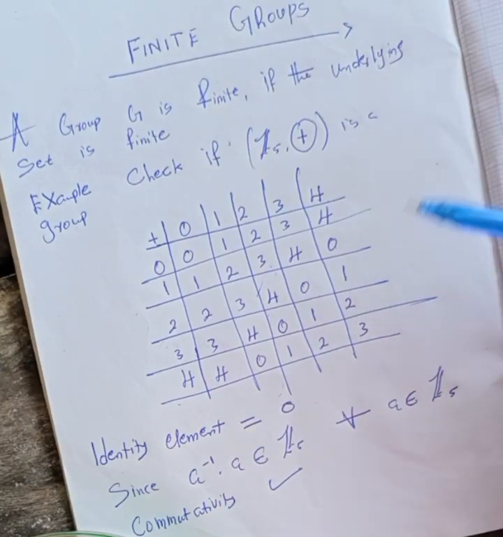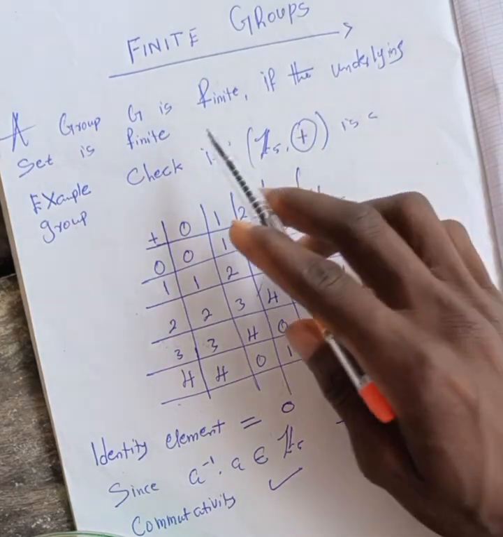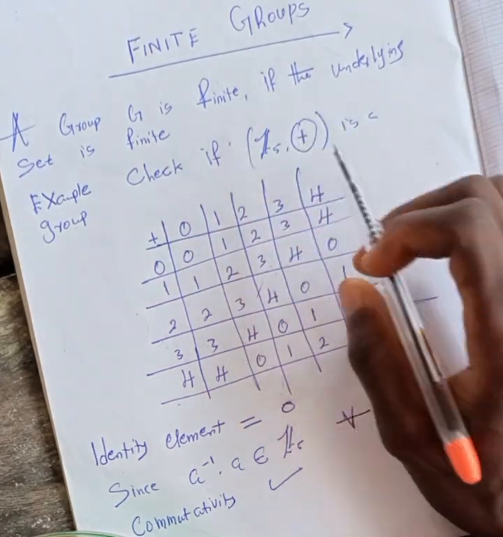Alright, so guys, in this video we'll be treating finite groups. When we say finite group, a finite group is simply a group that has its underlying set to be finite. So whenever you have a set whose underlying set is finite, it is a finite group.